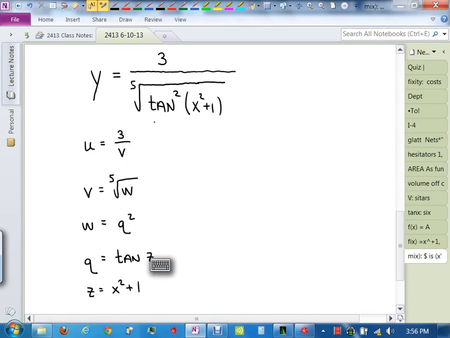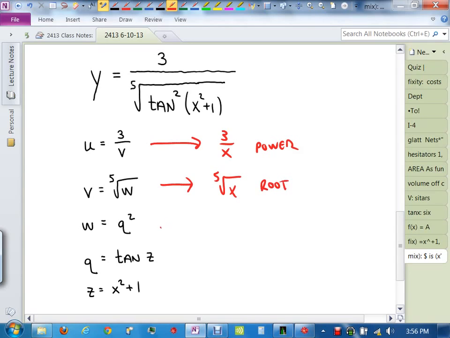3 over v, to compare it to something, is like 3 over x. That's a rational function. It's a power function. This one right here is a root function, isn't it? So this is a power. This is a root. This next one is a power function, right? This next one, tangent x, is a trig function, right? And then this last one is a polynomial, right?